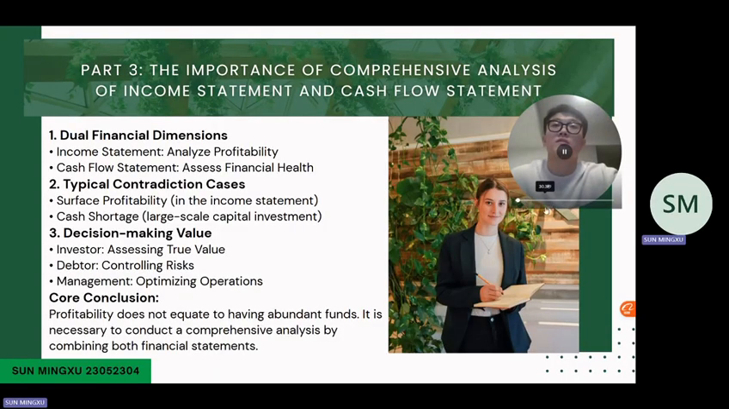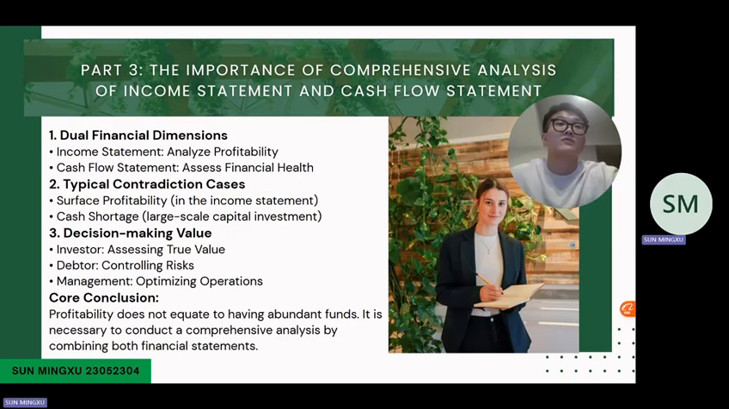The next part is the importance of the comprehensive analysis of the income statement and the cash flow statement. Profit and cash flow reflect different financial dimensions. The income statement shows profitability through revenue matching, while the cash flow statement tracks actual money movements. Ashmont basically shows profits but negative operating cash flow due to the equipment purchases. Profitable but cash strapped. This highlights why both statements must be analyzed together.